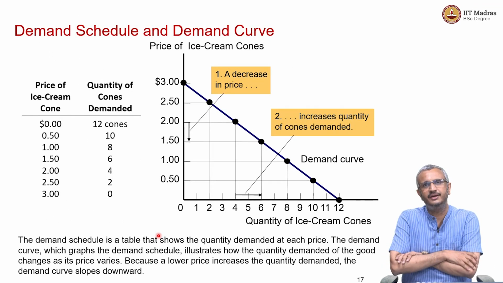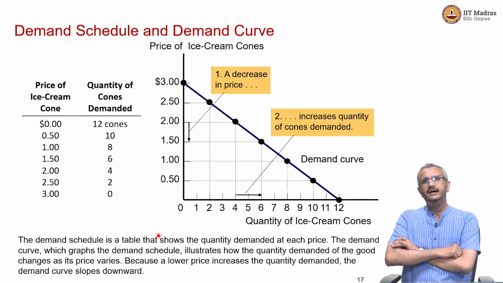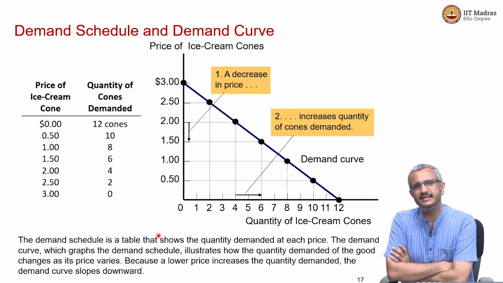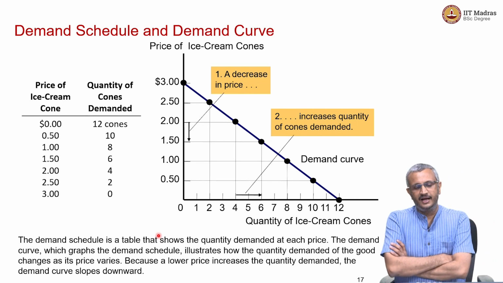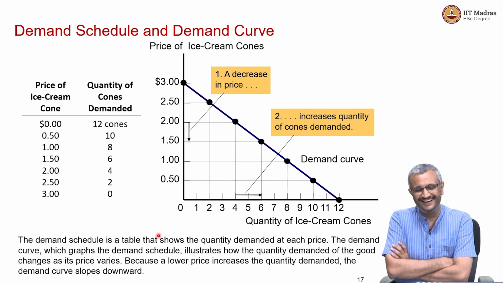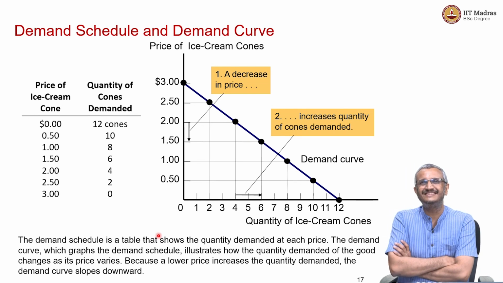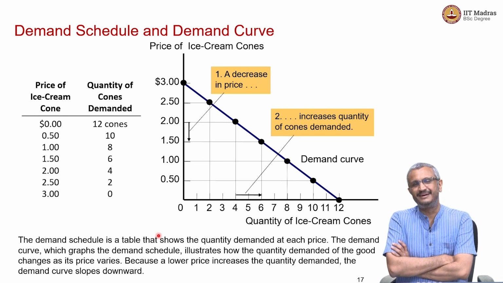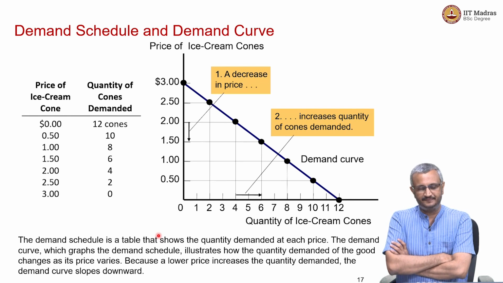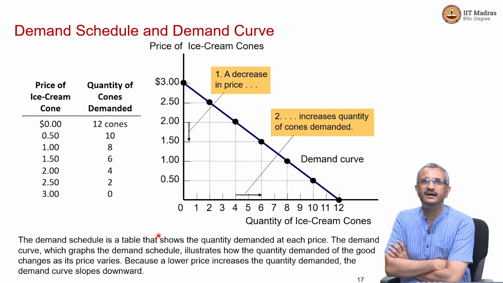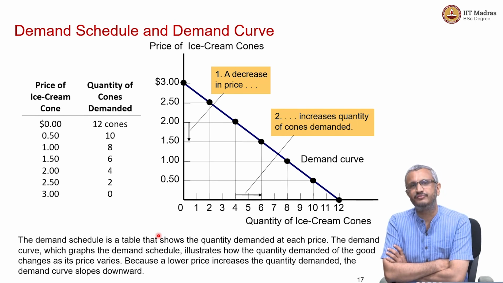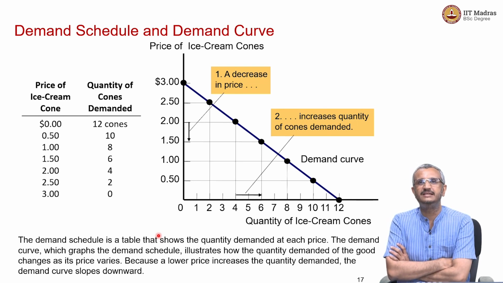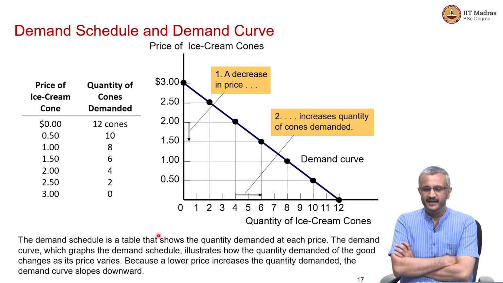Well, this is a demand schedule for ice creams: the quantity of cone ice creams demanded at various prices. If you're going to give it free, I might demand 12 cones, but when the price increases, of course, the quantity demanded comes down. If we're going to charge $3 per cone, I won't buy at all because it's out of reach for me with my limited resource availability.